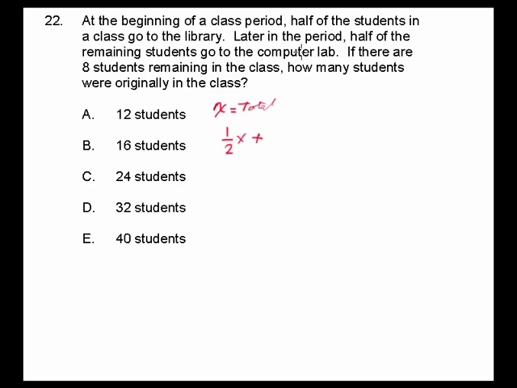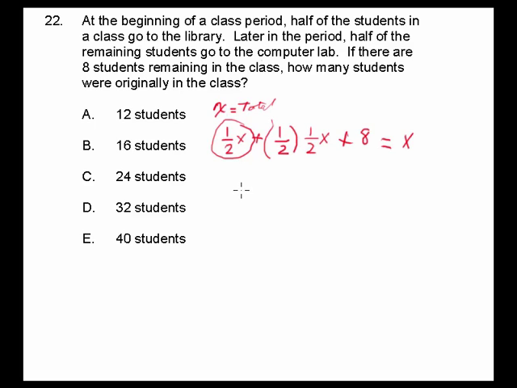And then later in the period, half of those students, so 1/2 of the 1/2 of x. So this represents the number of students that went to the computer lab, and there are 8 students remaining. So all of that is going to equal x.